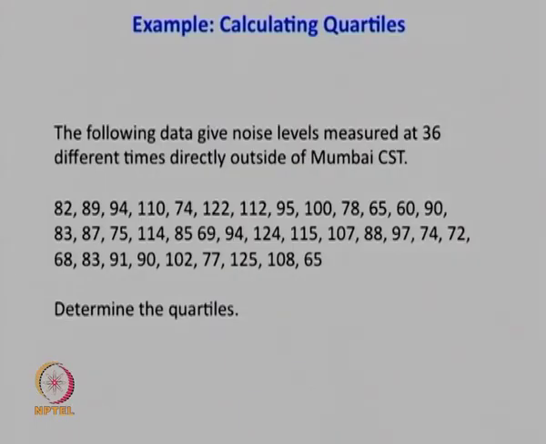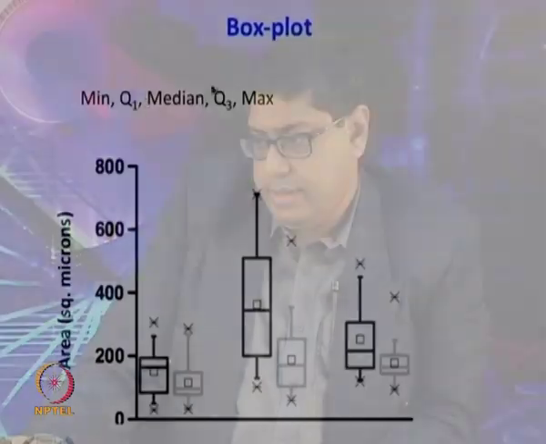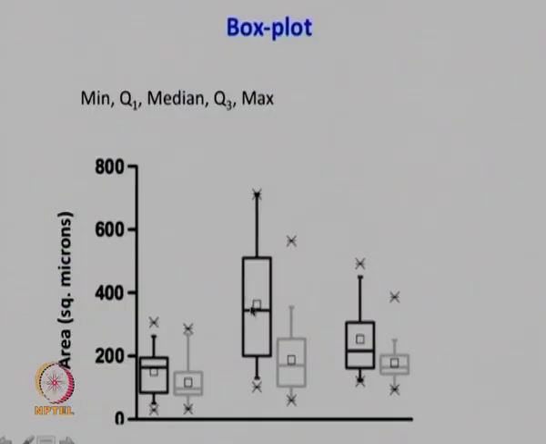So, once you calculate the quartiles, one of the widely used ways of representing data is called a box plot. This is how a box plot looks. You have this entire range within which you have this value, which is your median. The square value is your average, and this is your median.